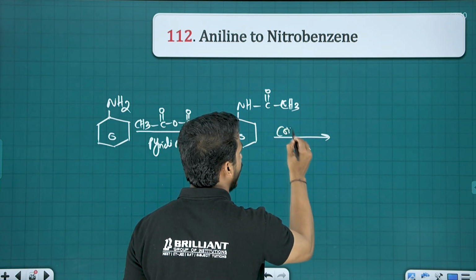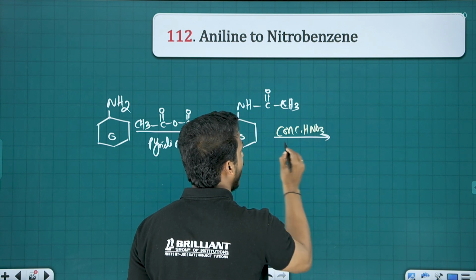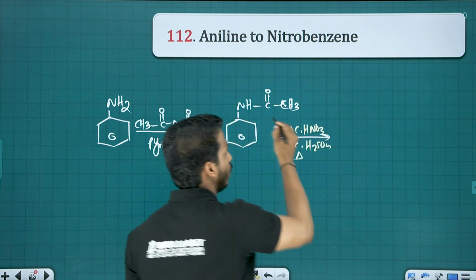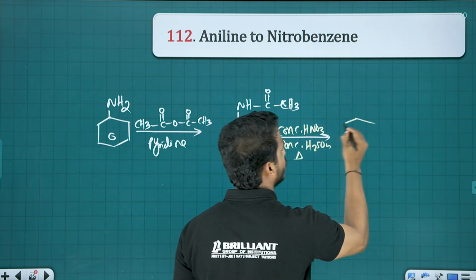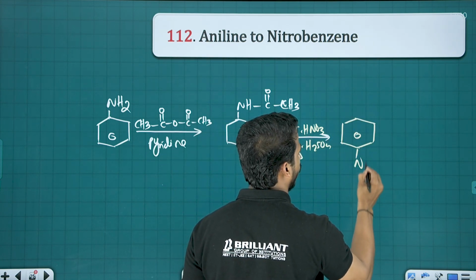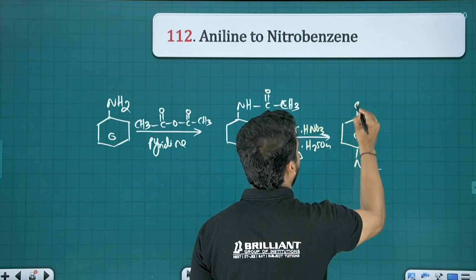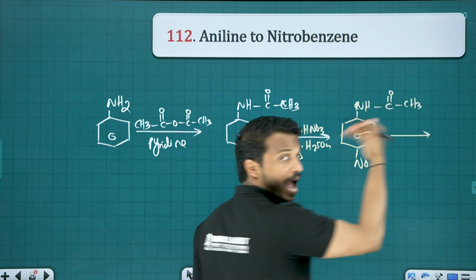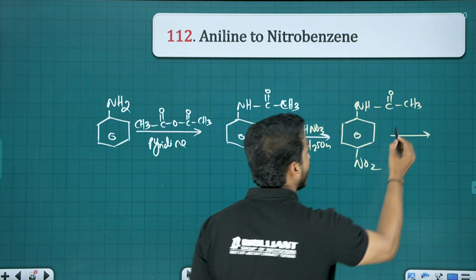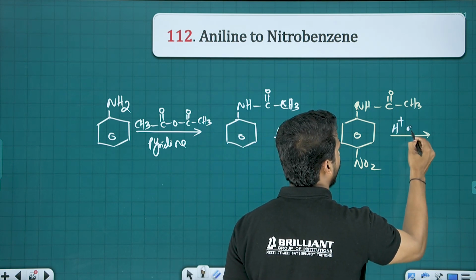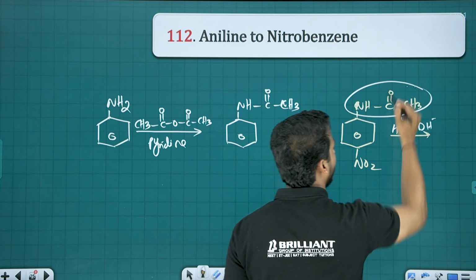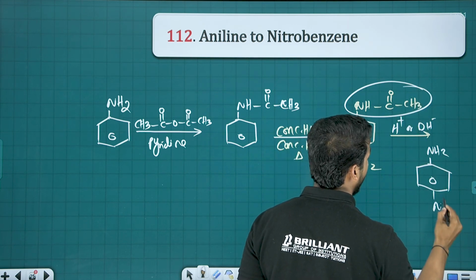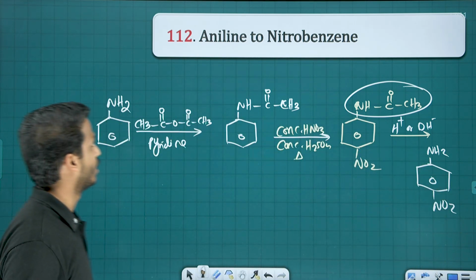Nitration is done by what? Concentrated HNO3 and concentrated H2SO4 along with heat. The nitro group comes to the para position, because para is the major product. Therefore, at para we have NHCOCH3. Now we need to get our amine back. Using acid or base, the amide is completely converted to what? Amine. Yes, we are getting para-nitroaniline.